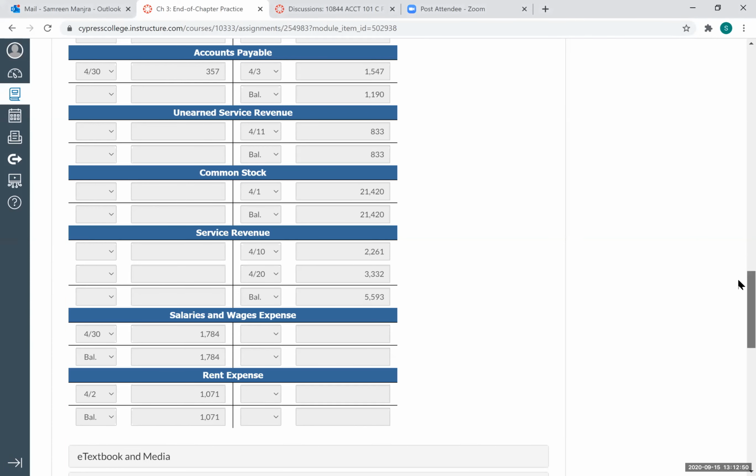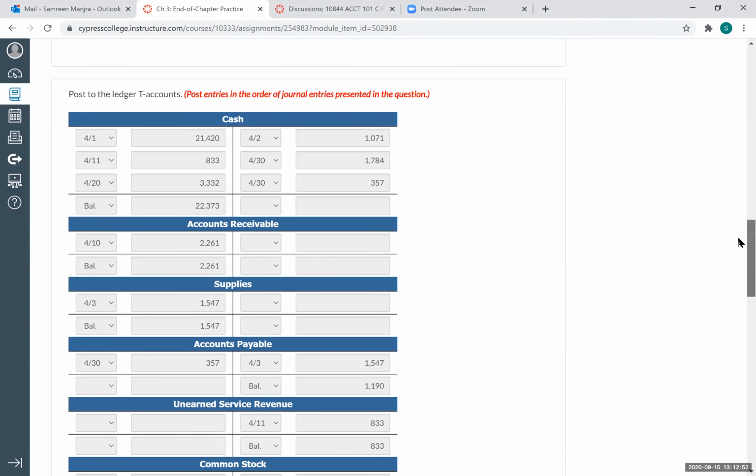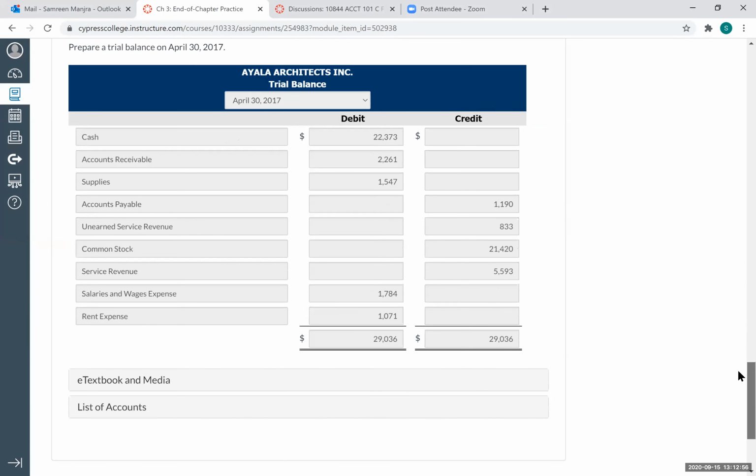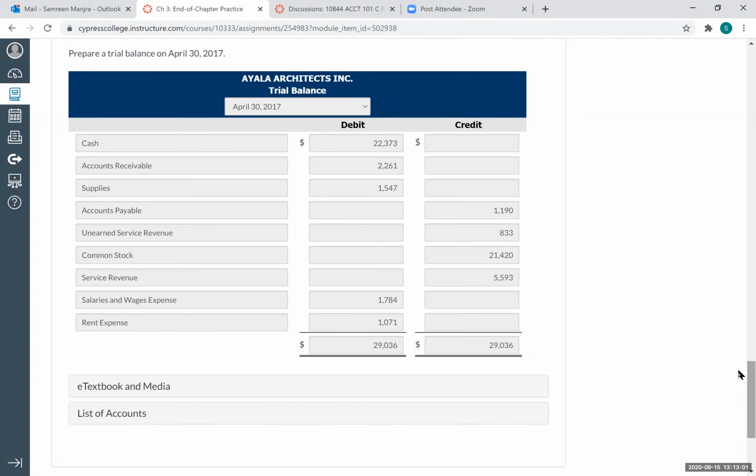So we're going to take all of these ending balances from each individual account, and we will be preparing the trial balance. The trial balance is prepared as of a particular date. So you want to notice that the trial balance is prepared at a specific date. And there is an order for this trial balance.